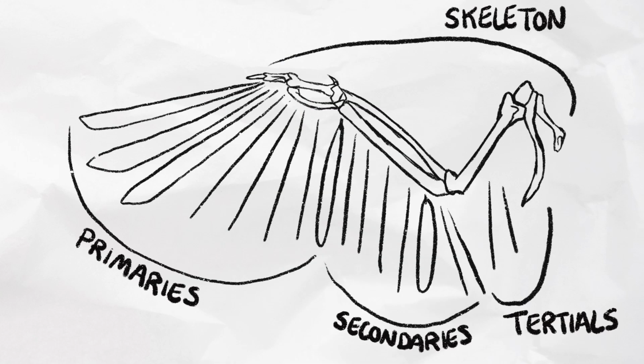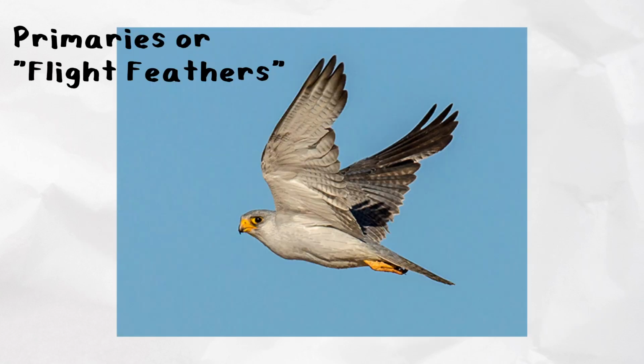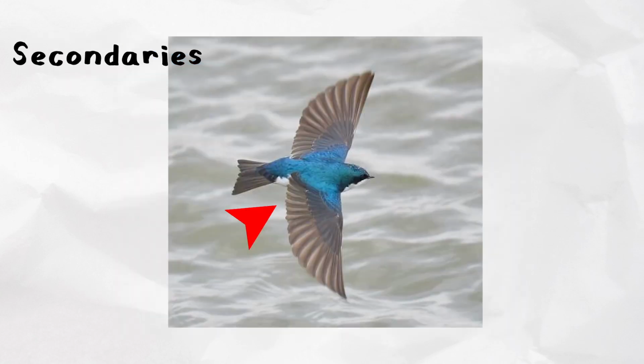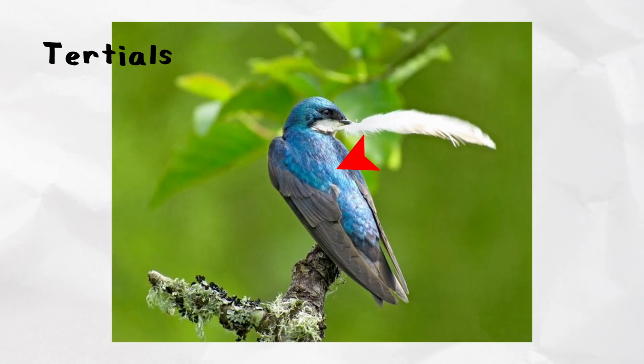There are different sections of feathers that do different things to help a bird fly. The primaries, the secondaries, and the tertials. Primaries, or flight feathers, are the bird's hands that help aid in precise movement. The secondaries help to form an airfoil, and the tertials help to protect the primaries and secondaries when resting.